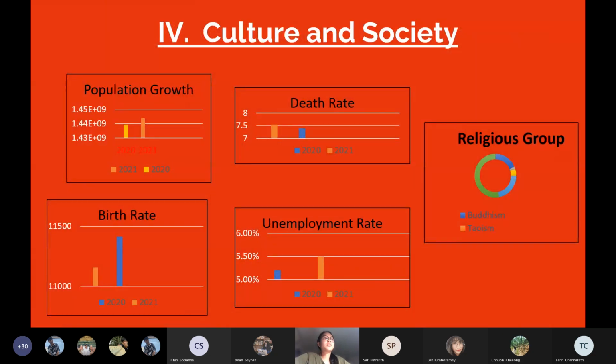About culture and society, our group made a bar chart about the population growth, which compared data between 2020 and 2021. We have population growth, death rate, birth rate, and unemployment rate, and lastly religious growth, which I made into a pie chart.